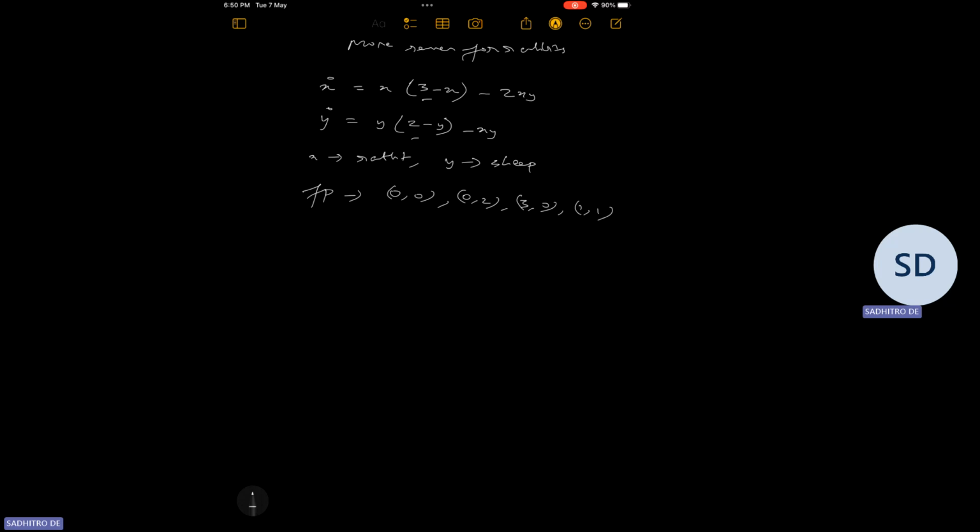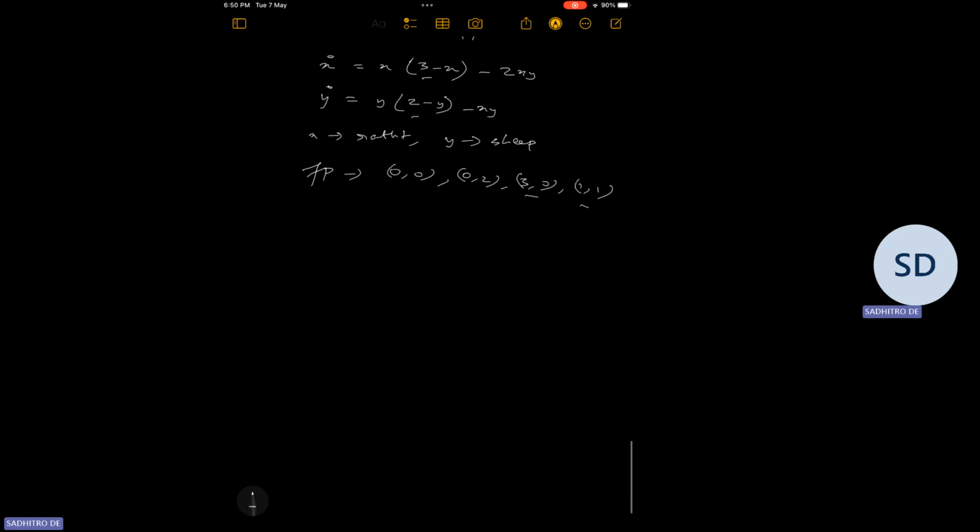So you see that one fixed point will say that there are no rabbit and sheep at all. One fixed point says that there will only be sheep. This one says that there will only be rabbits, and this one says that both will be there in equal quantities. So the next thing that we do is classify the fixed points.